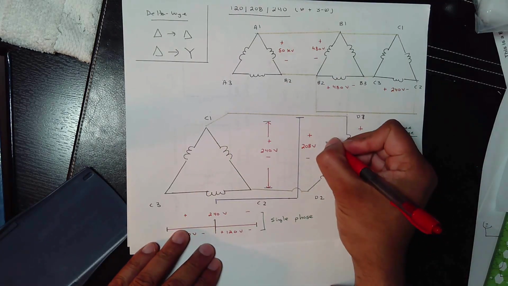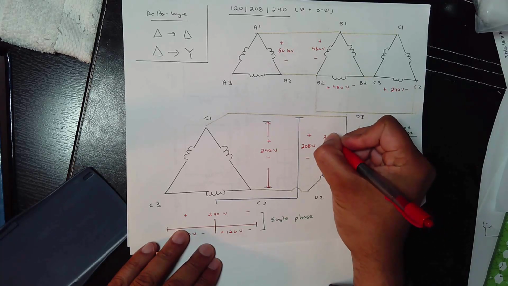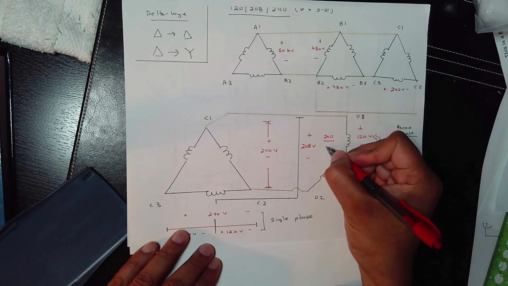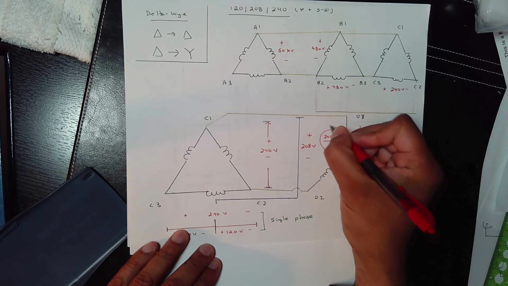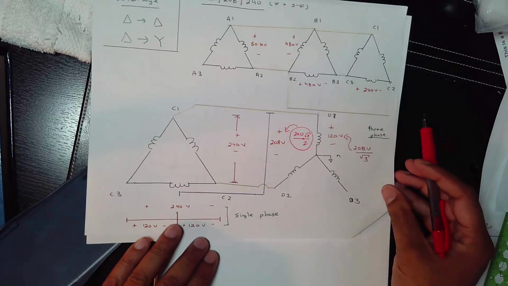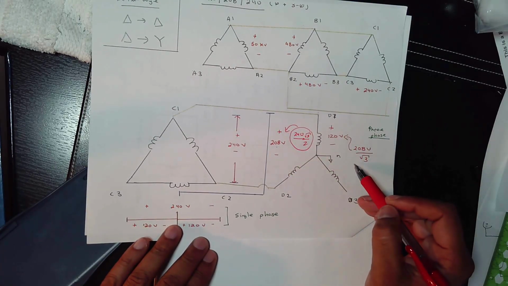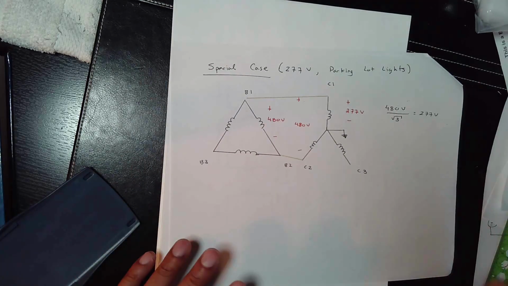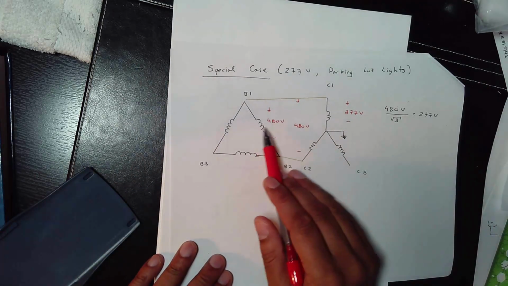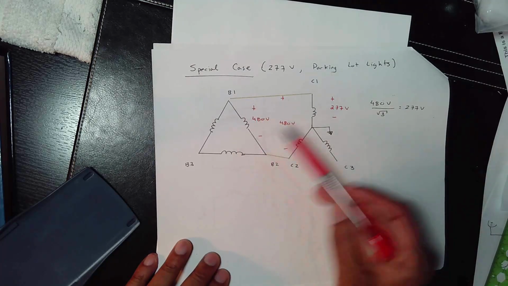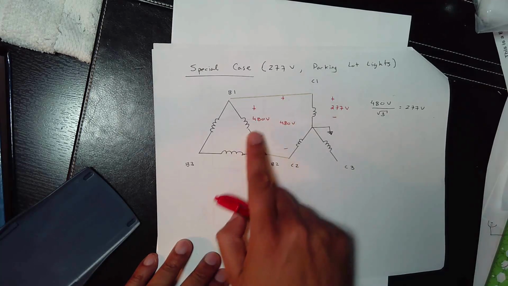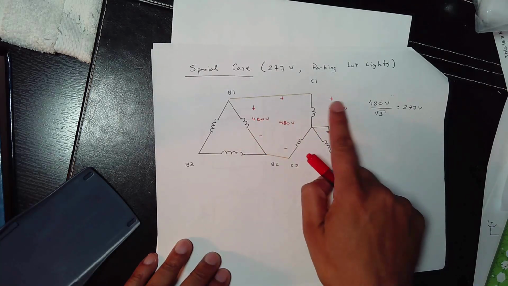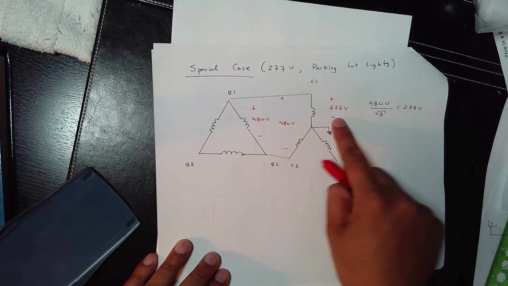So if I were to rewrite this, this is 240 times square root of 3 over 2. This is where we get our 208 from. And then our 120 is simply take this number and divide by the square root of 3. However, in our special case on the parking lights, it's a 480 delta straight coming out. We go straight out to 480, not a high leg. High leg is different. So 480, and then off the Y we get a 277. And the 277 off the Y are your parking lots.